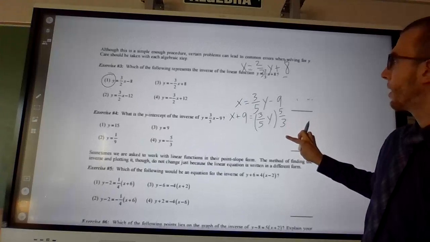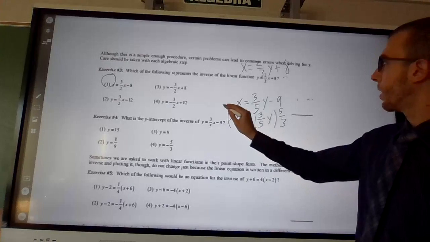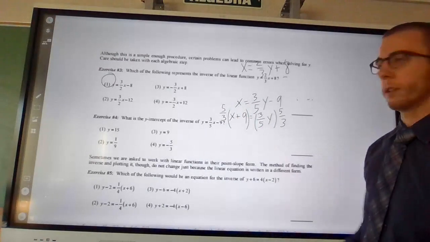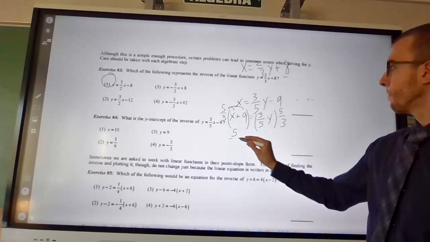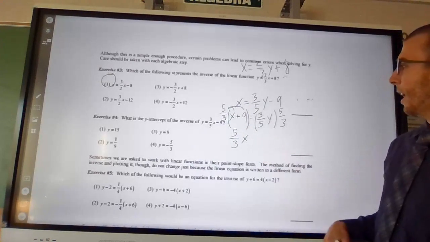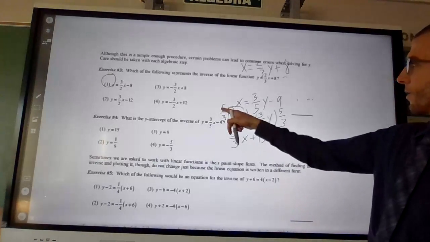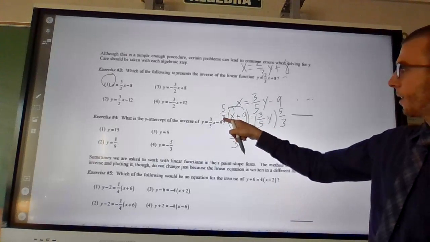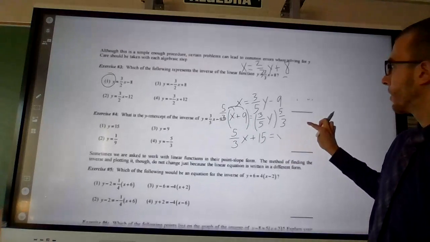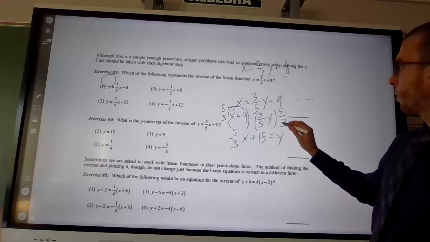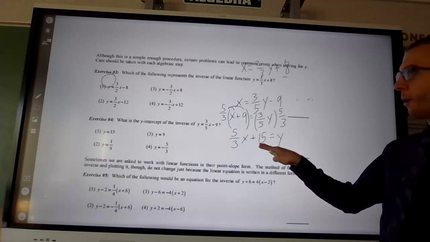Well, maybe that would be better for right now. Give myself a little more room. Okay, that side as well gets multiplied by 5/3. So 5/3 again, distribute into those two terms. 5/3 x plus 15, because 5 times 9 is 45, divided by 3 is 15. And that is equal to y. Okay, so this is now our inverse.